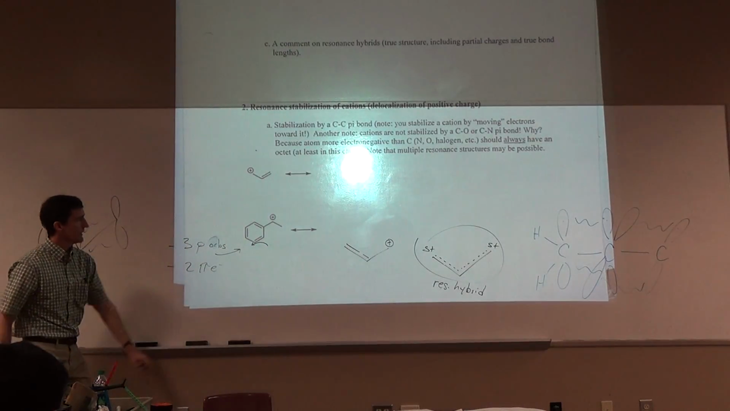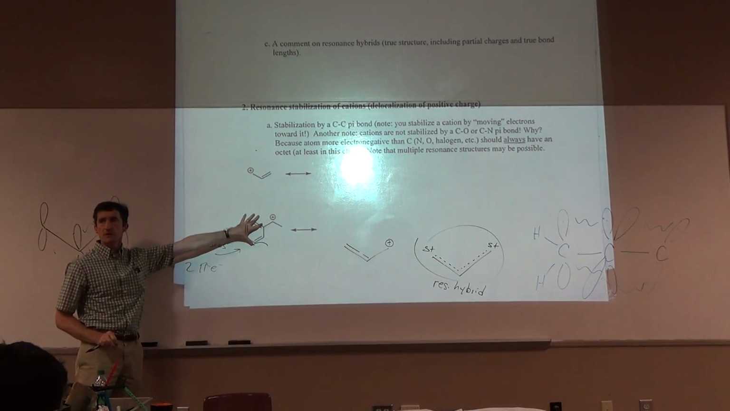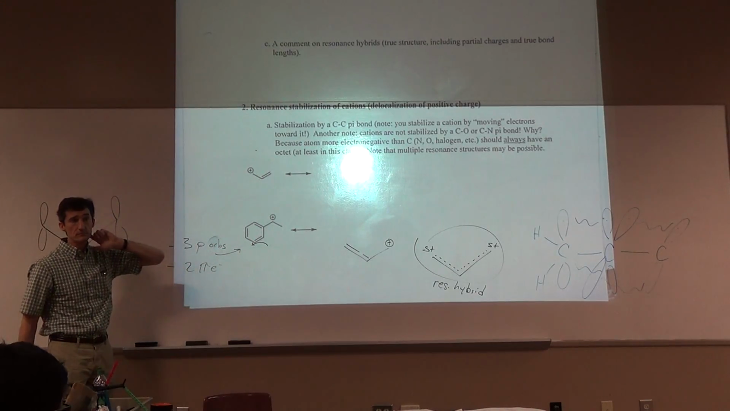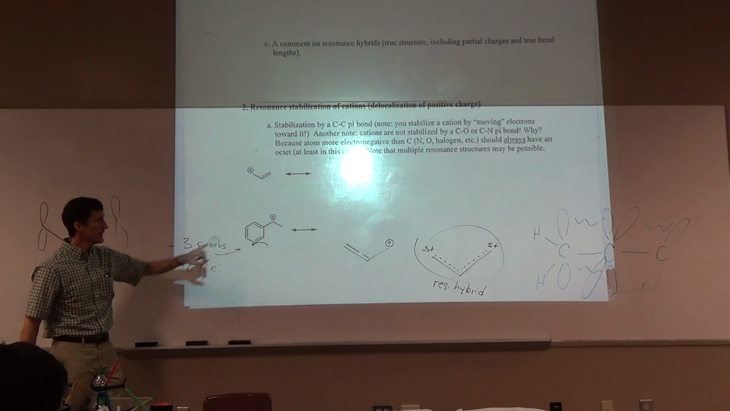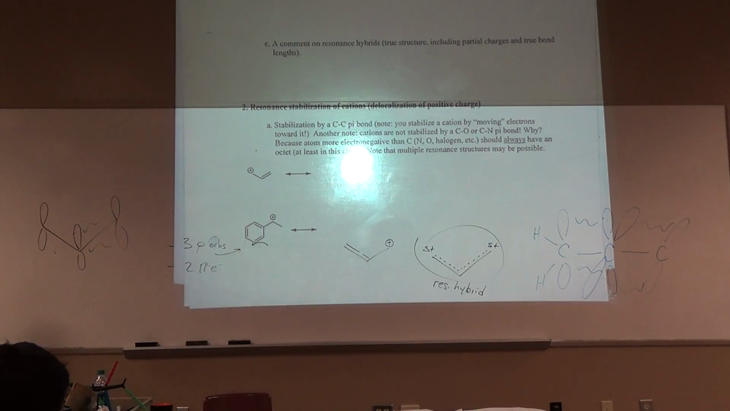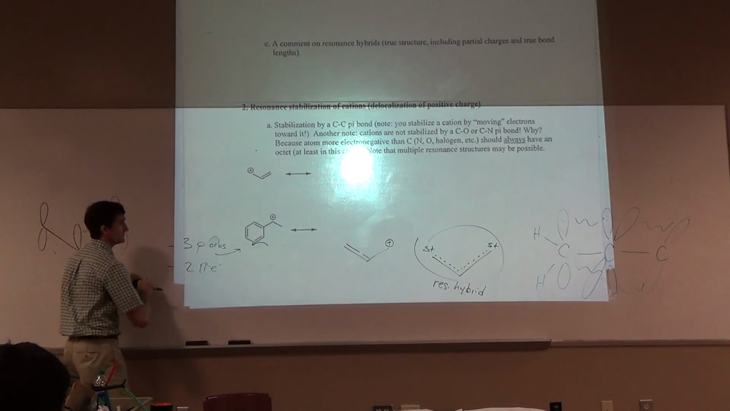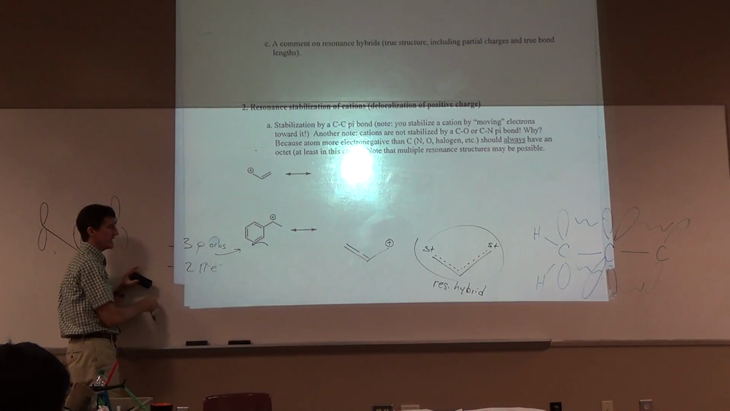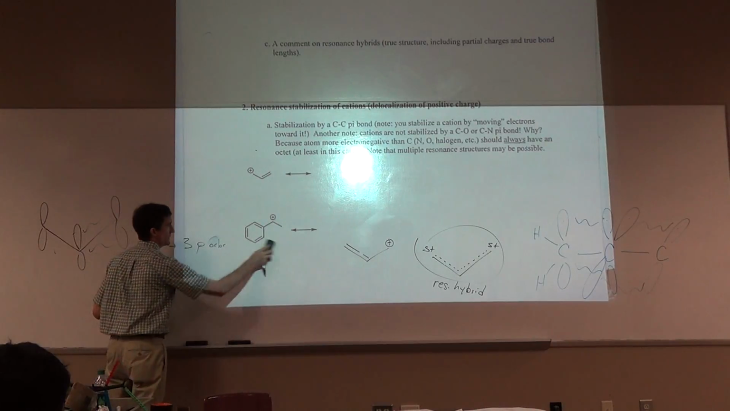Look at here. How many resonance structures can you draw of this? You can actually draw more than one here. Draw at least one here. And also answer this: how many p orbitals are in the system? How many pi electrons are in the system?